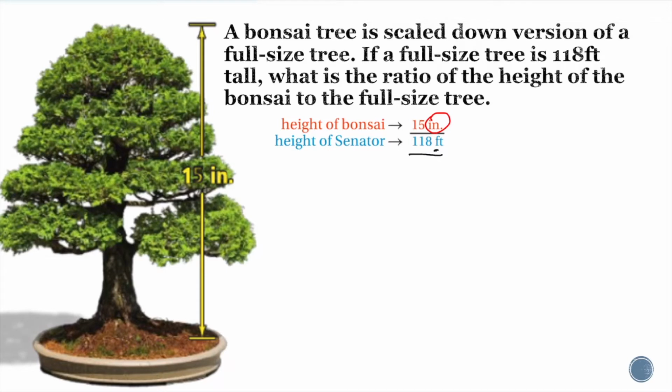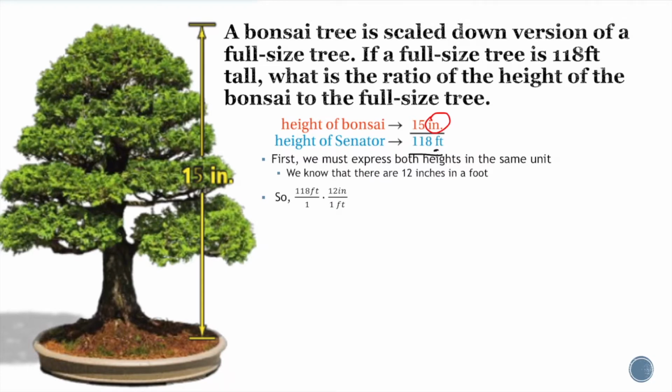Before we begin, we have to convert one of these units to the other so that we have similar units to compare. We do know that there are 12 inches in a foot, and in order to convert, it's 118 feet over 1 times 12 inches per foot. That gives us 118 times 12, which happens to be 1,416 inches.